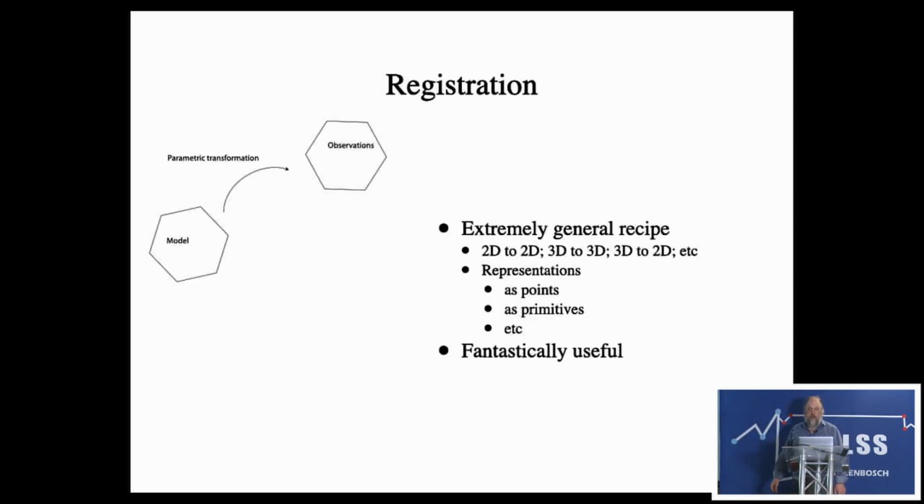So registration is a very general recipe. We know how to do registration for 2D models to 2D images or 2D observations, 3D models to 3D observations, 3D models to 2D observations, etc. We know how to do it when things are represented as points, as lines, as various geometric primitives, etc. It keeps coming back and back. There's been a literature on this running through 50 years now. It keeps coming back and back because it's extremely useful. I'll sketch out some registration procedures as we proceed.